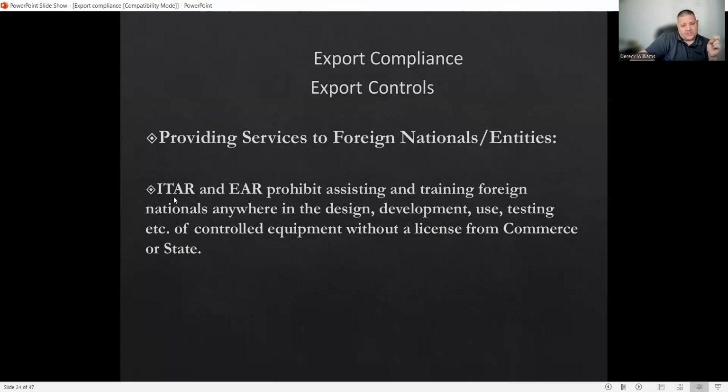Providing service to a foreign national: ITAR and EAR prohibit assisting and training foreign nationals anywhere in the design, development, use, testing, etc. of controlled equipment without a license from Commerce or State. So you can't train a foreign national how to fly an F-16 unless you get this license, right?